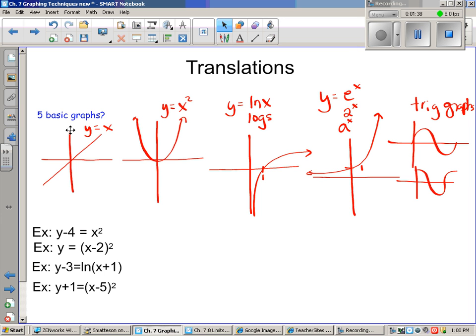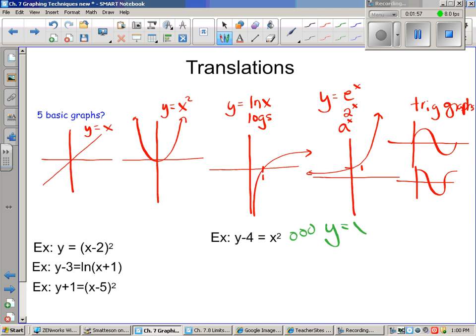Good. So now as I look at these examples, I want you to be thinking about which one is the root graph that we're working with. And so as you look at this particular equation, y minus 4 equals x squared, which is the root graph? My hope is that you are thinking, oh, that's the same as y equals x squared. And so you would be right. That is the y equals x squared graph. But something's going on with that.